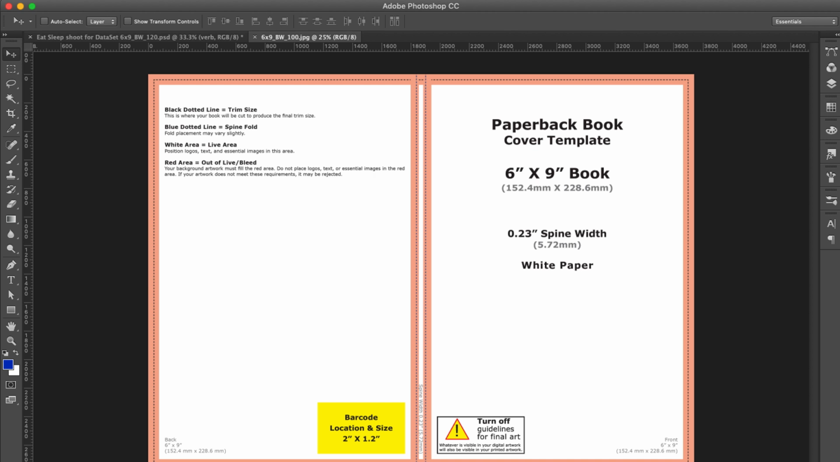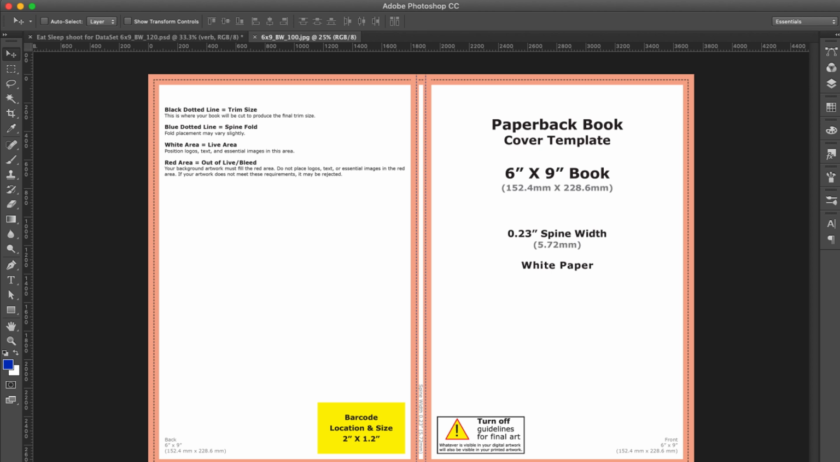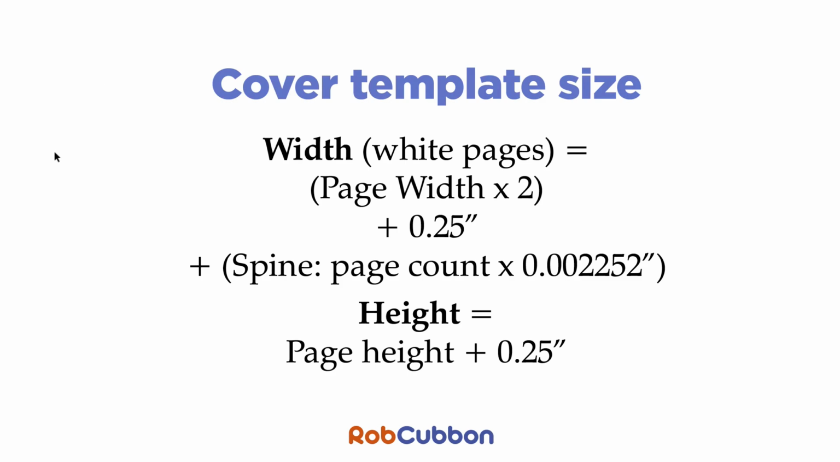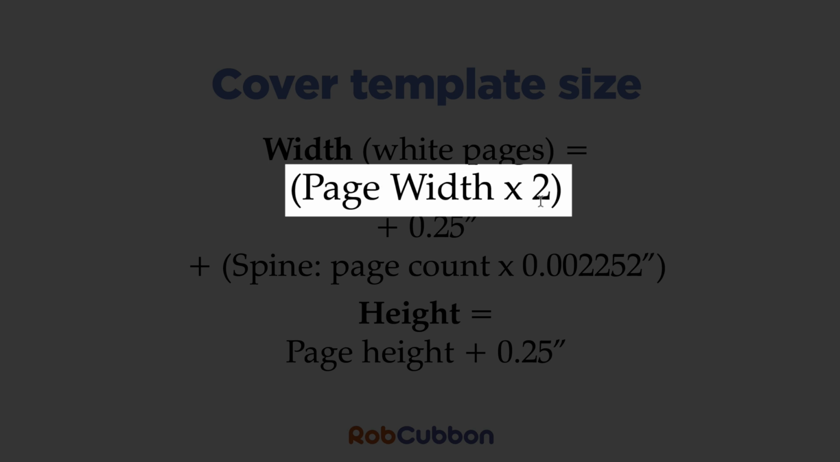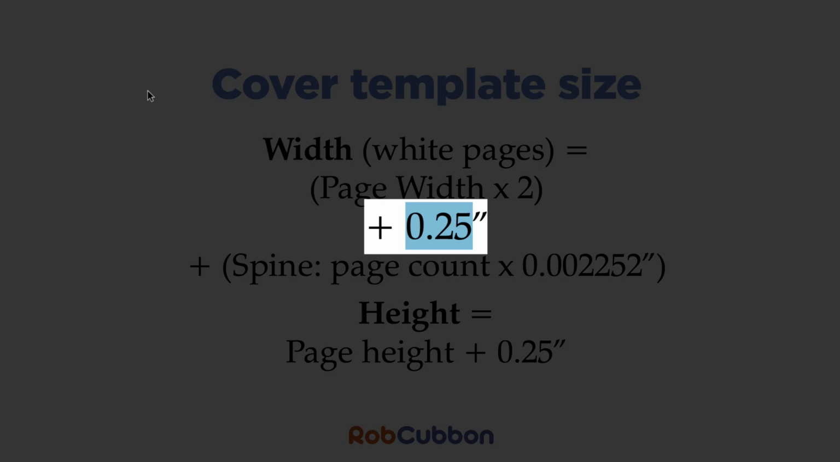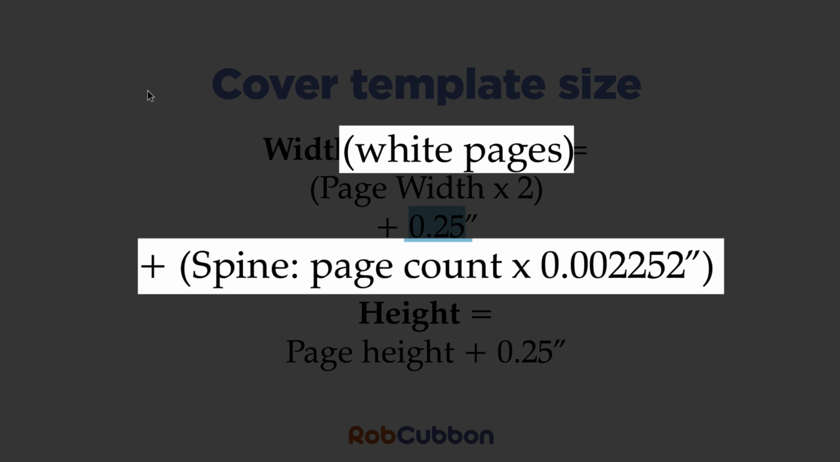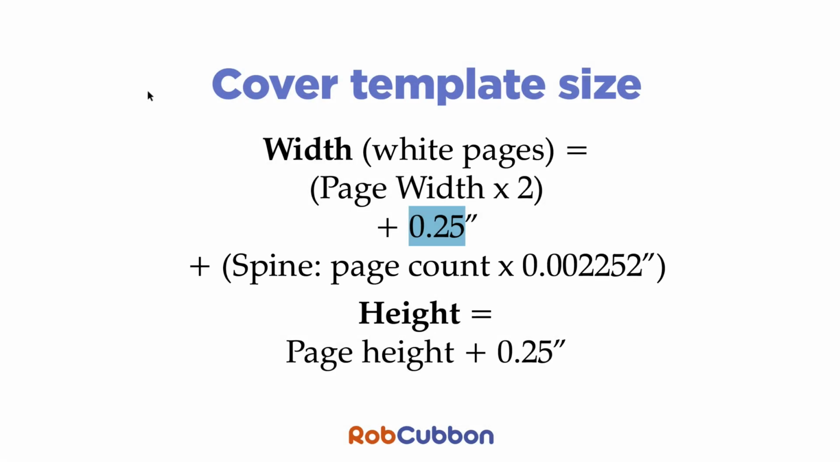In this example, we have a 6x9 book, 6 inches wide by 9 inches tall, and it's going to have 100 pages in it. So this is how you do it. The width, you have 2 pages, of course, and you have the bleed. The bleed is 0.125 inches all the way around, and because it's doubled up, it's 0.25 of an inch. And then, of course, the spine, and that is the page count multiplied by 0.002252 of an inch.